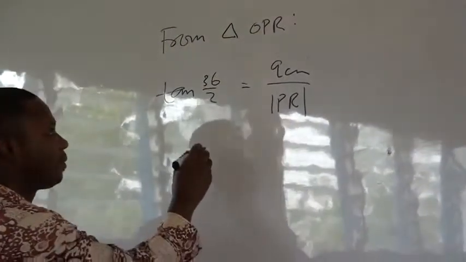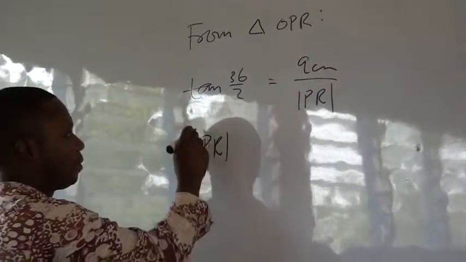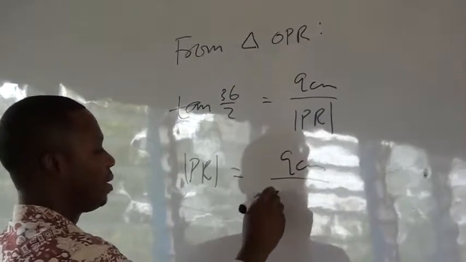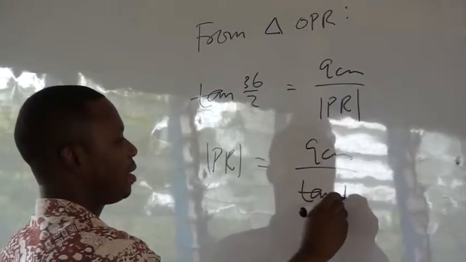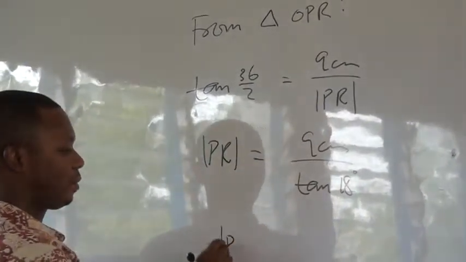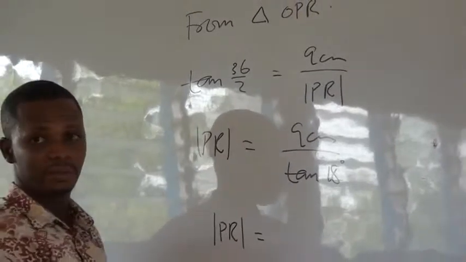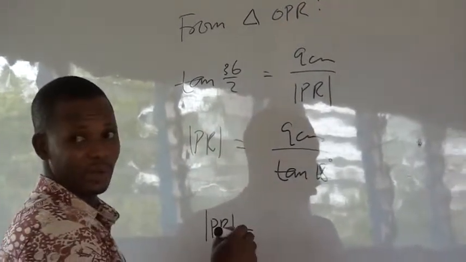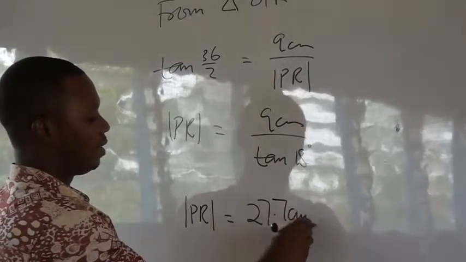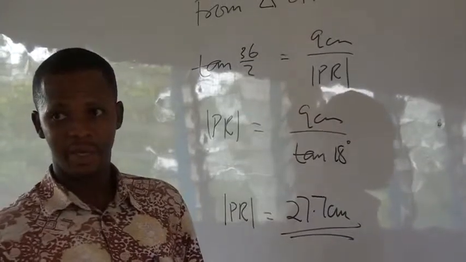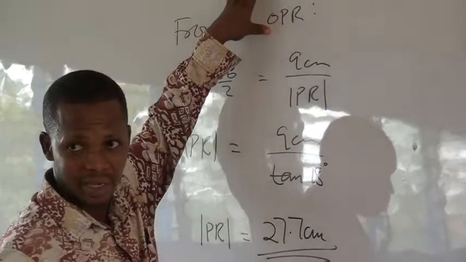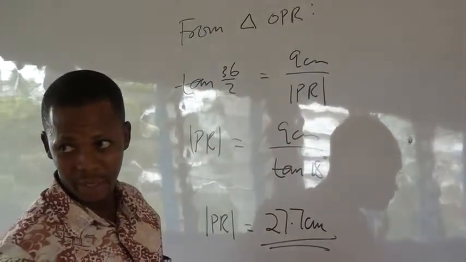So we have our PR being equal to 9 centimeters over tan 18 degrees. What do we have? PR is equal to 27.7 centimeters. If it is not an objective test, but it's a written paper, you need to recall this. And this is how you present it. Okay? Fine.